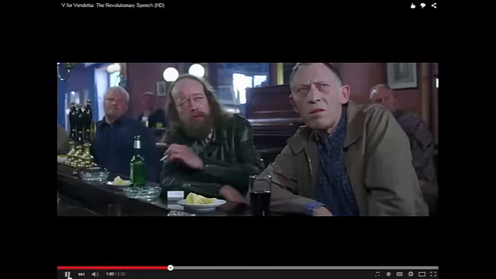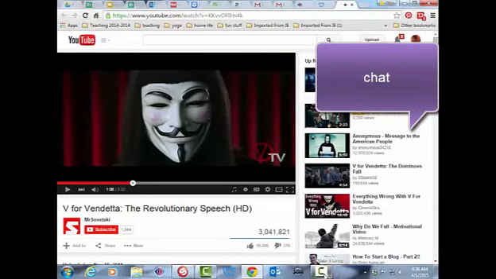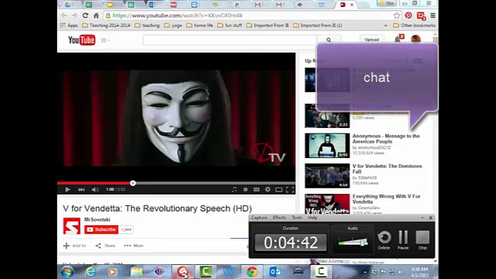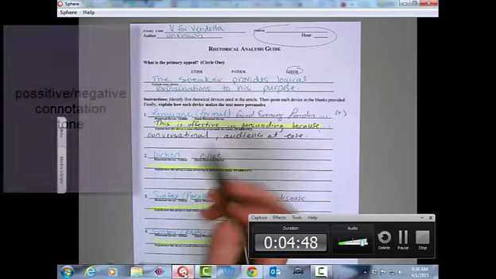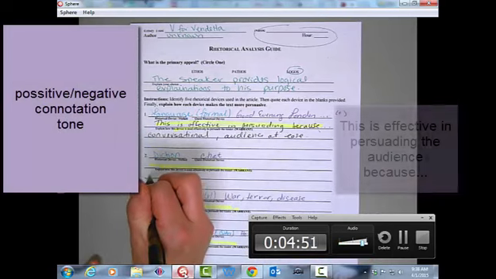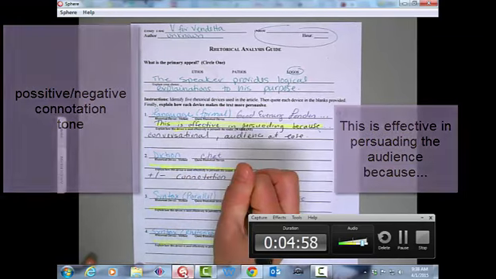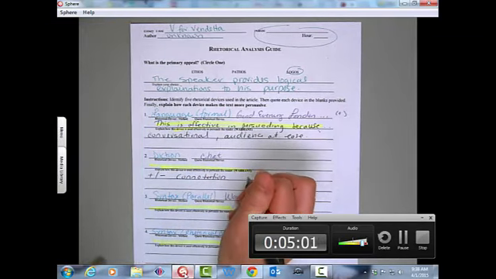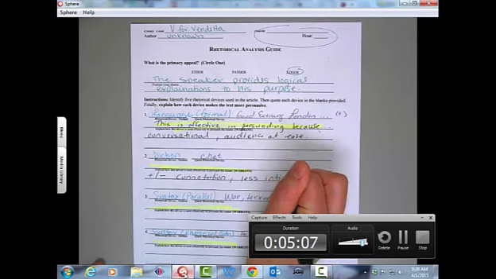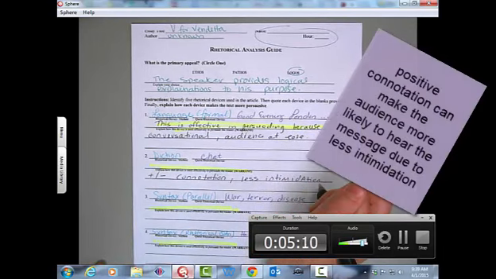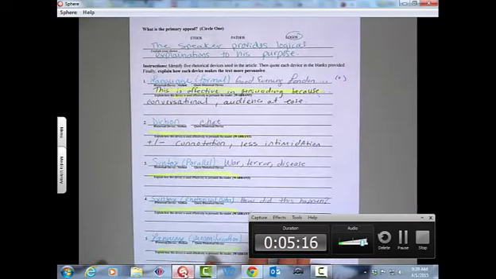No longer remembered by taking some time out of our daily lives to sit down and have a little chat. So chat, how would we use chat as diction? Is it positive or negative? Whenever you use diction here, you're going to say this is effective in persuading the audience because, and then you would say if it's positive or negative connotation. And it persuades the audience because, what does it do? It allows them to feel less intimidated. So it has that less intimidation. If you're just chatting with someone, again, you don't feel as though you're going to be yelled at or scolded.